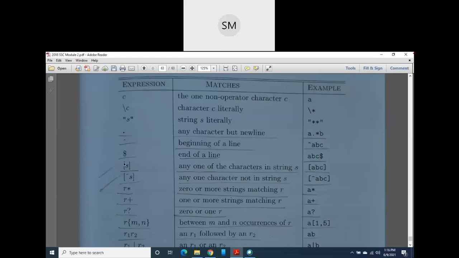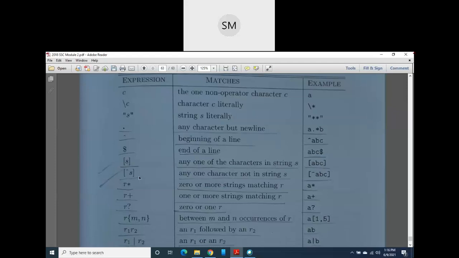Then if you write a string inside a square bracket, any one of the characters in the string will match. As I already told you, ABC written in a square bracket will match any one of these three characters, either A, B or C, not two characters. Okay, don't confuse here, I think I misspoke earlier. Any one character it will match, either A or B or C.